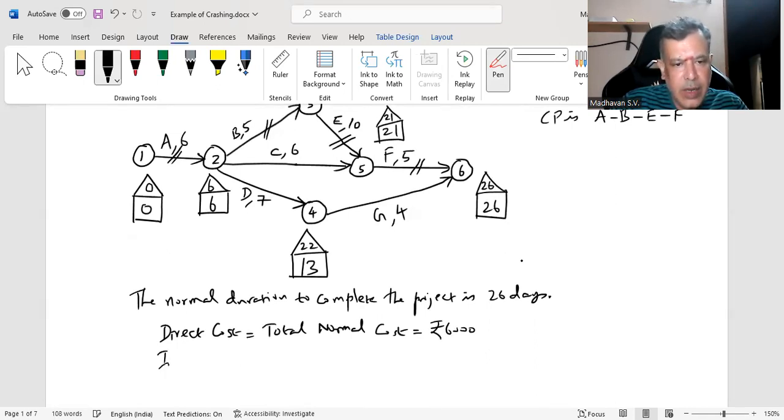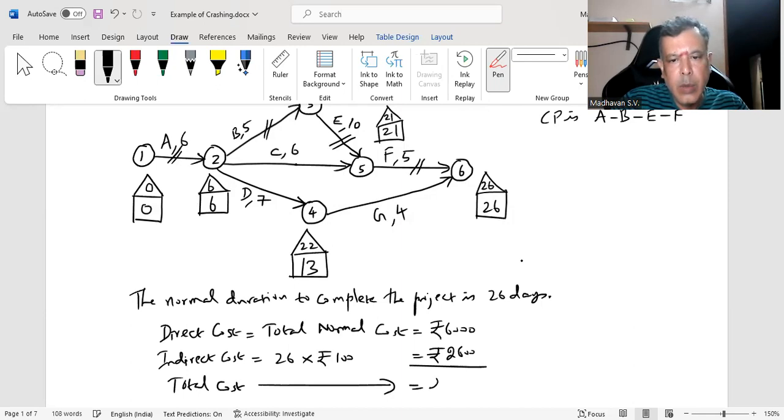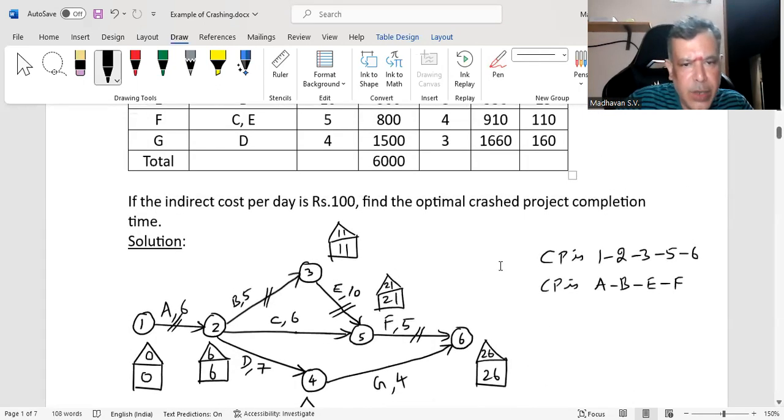And the indirect cost, day-wise, it is given in the question, as per day we are going to incur 100 rupees. So 26 days is the total normal duration, into rupees 100, we get rupees 2600. That means the total cost is equal to rupees 8600. So till this, we call it as iteration 1.